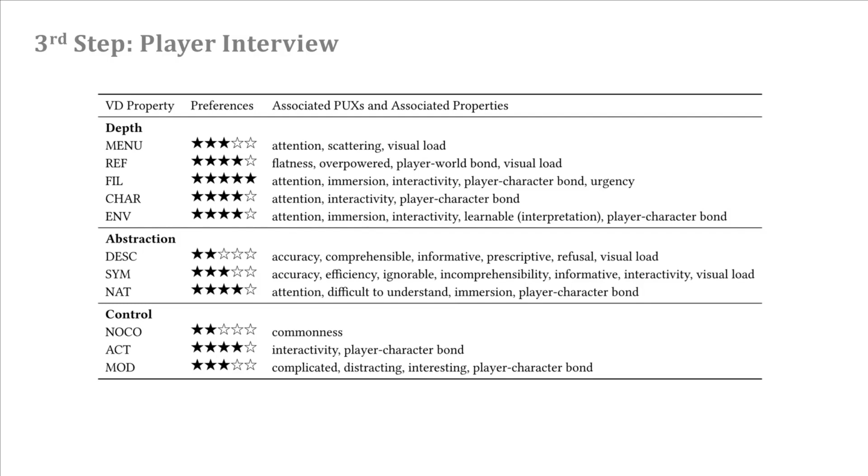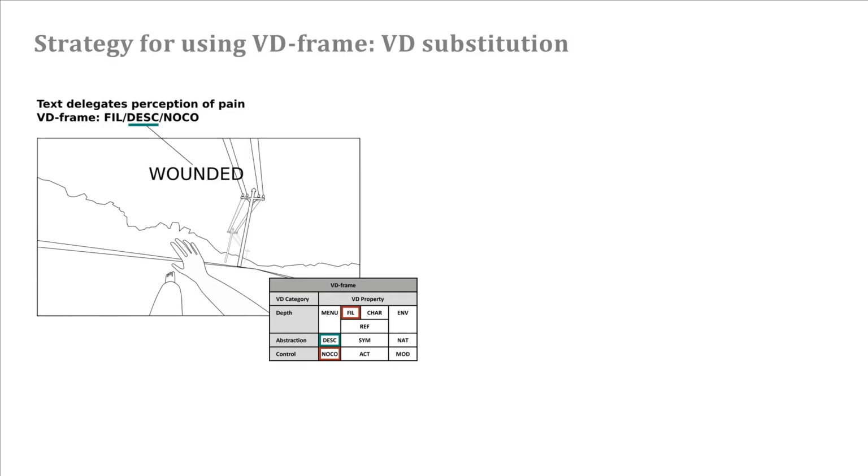On the basis of these results, we can develop strategies for using the visual delegate framework to apply visual delegates in a more targeted manner. This is an example of a possible strategy. The goal of the strategy is to increase the player-user experience. For this purpose, a visual delegate is substituted by another visual delegate that delegates the same perception.